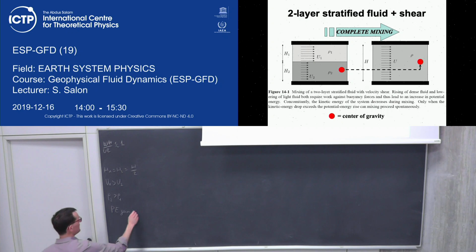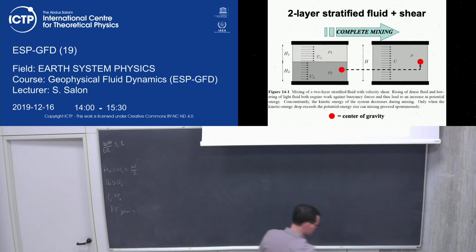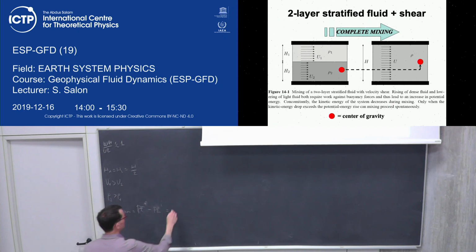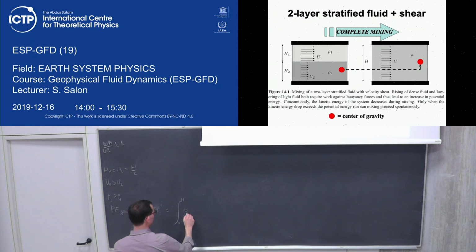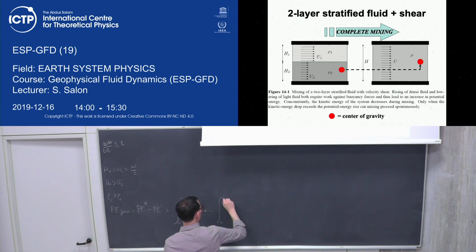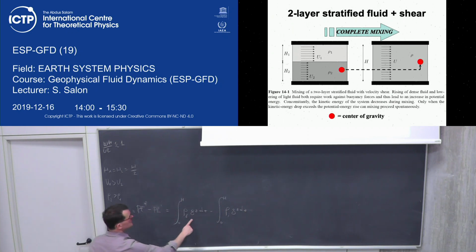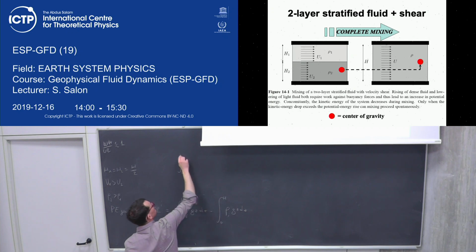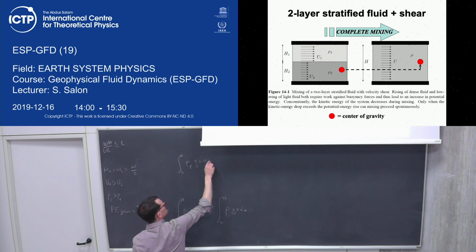Okay, so the potential energy gain will be the difference between the potential energy, and now I'm using capital U, of the final state minus the potential energy of the initial state. So the potential energy in the final state will be the integral from 0 to capital H of rho in the final state, g z dz, minus the integral of rho in the initial state, g z dz. So we have to make the difference between the potential energy at the final and at the initial state.